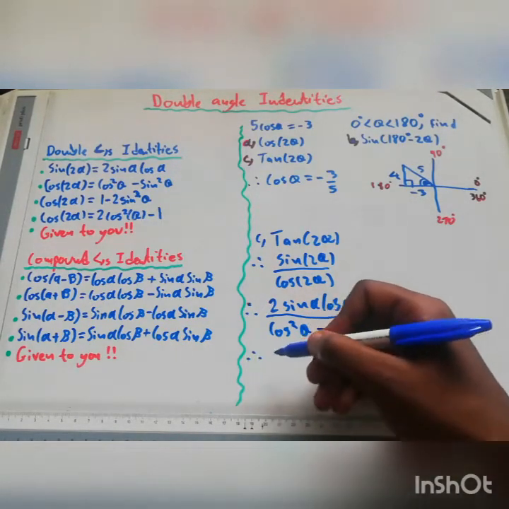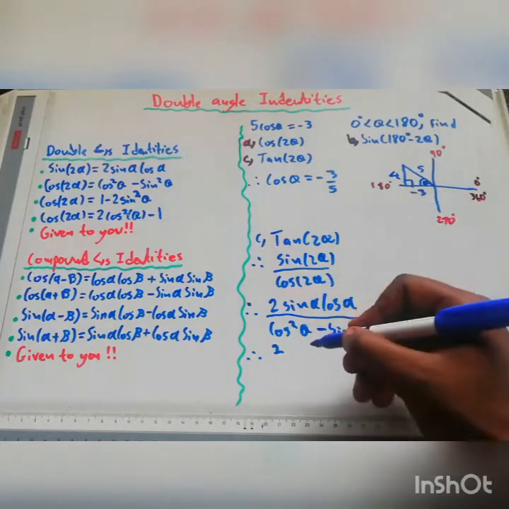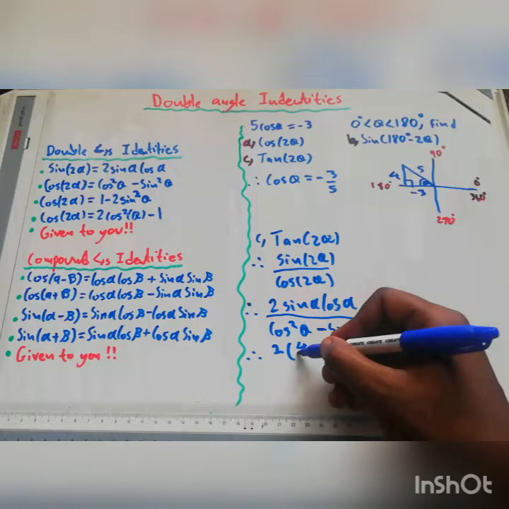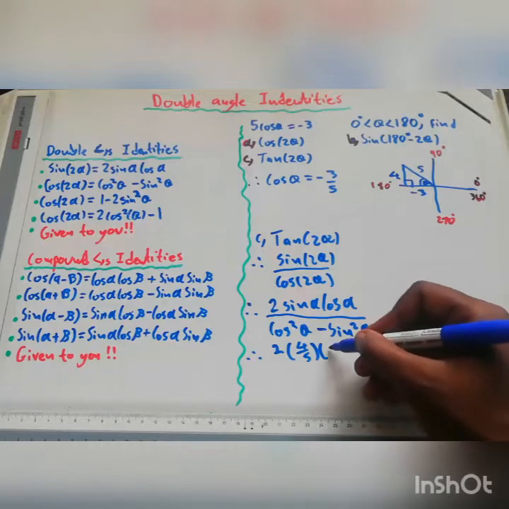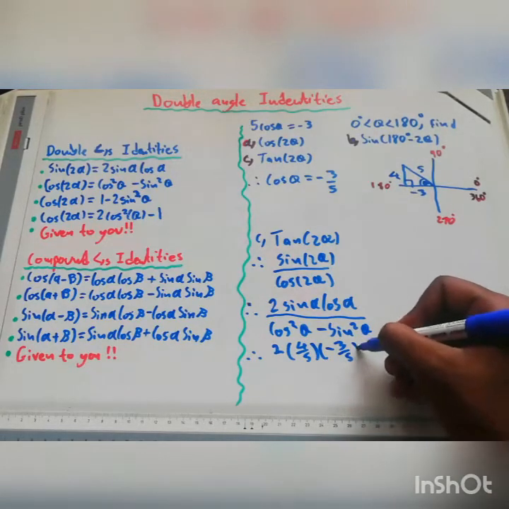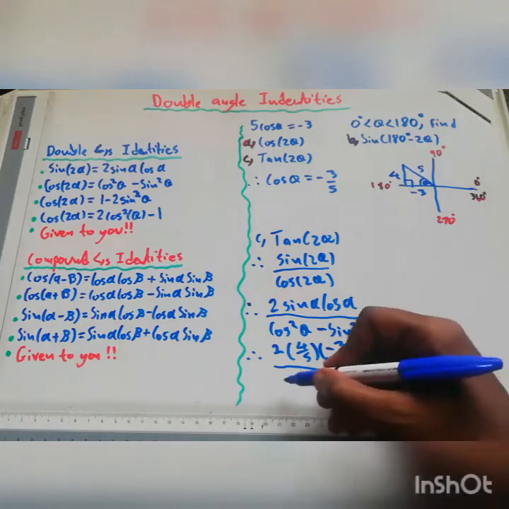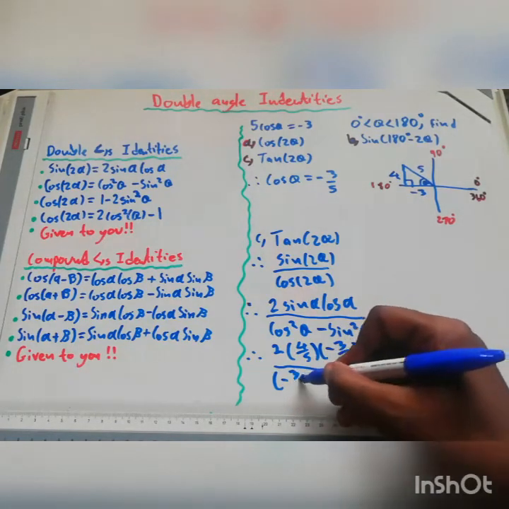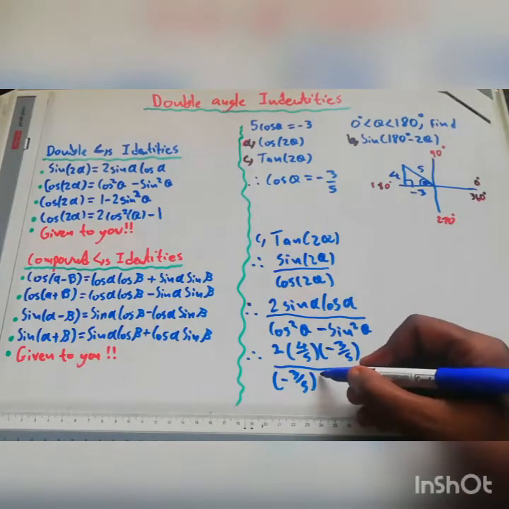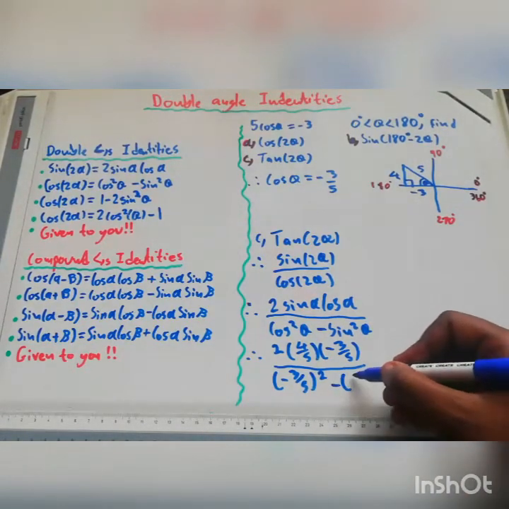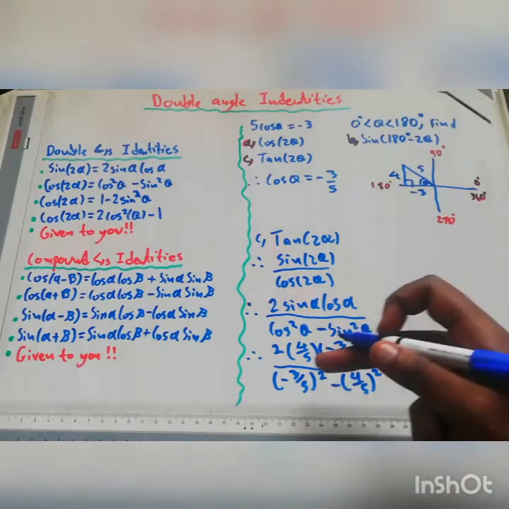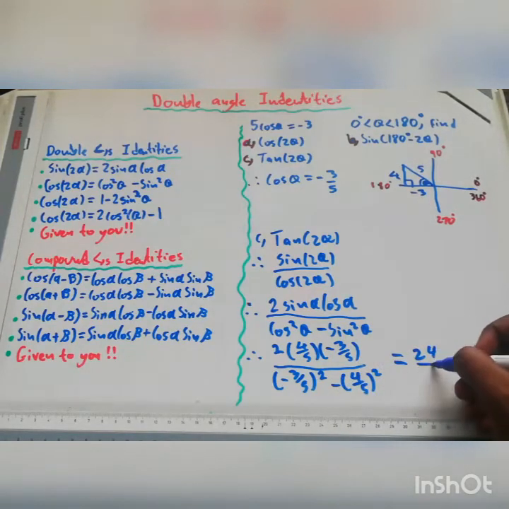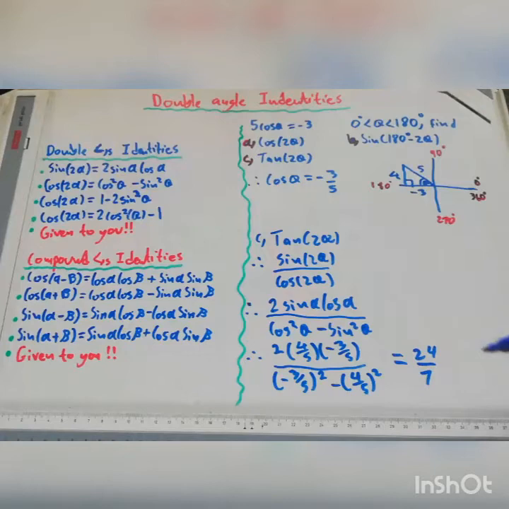And then from then on, I just go back to my triangle and I plug in the values. Sine theta is 4 over 5. Cos theta is minus 3 over 5. All over, cos theta is minus 3 over 5 squared minus 4 over 5 squared. And the answer you'll get is 24 over 7. And that's how you get your answer.